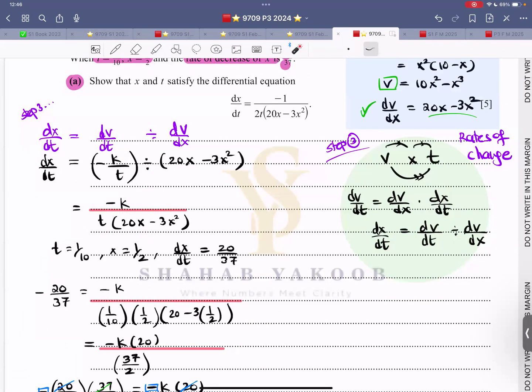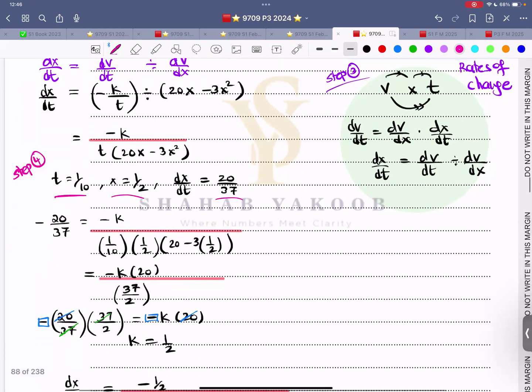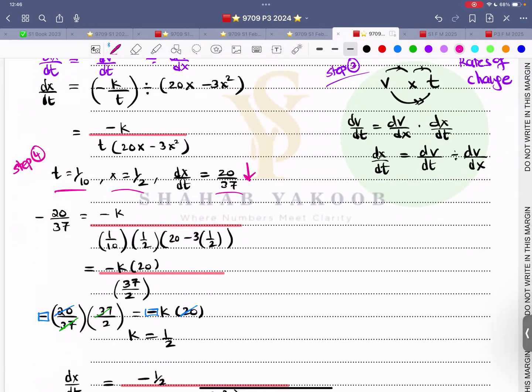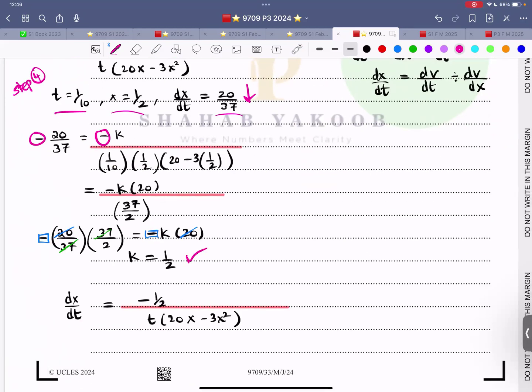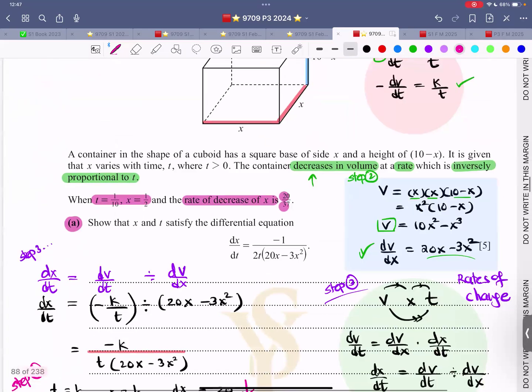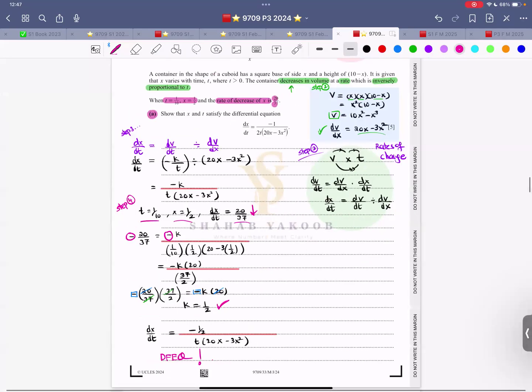Now plug in the condition. So now step number 4: plug in the condition. t is 1 over 10, x is half, dx by dt is 20 over 37. This is a decrease, so the negative sign is over here. This negative cancels out. Look at all the fractions. k comes out to be a beautiful number, which is half. And hence, you have obtained the differential equation in terms of t and x. That is the first part, and that is for 5 marks. Have a very good look at it.